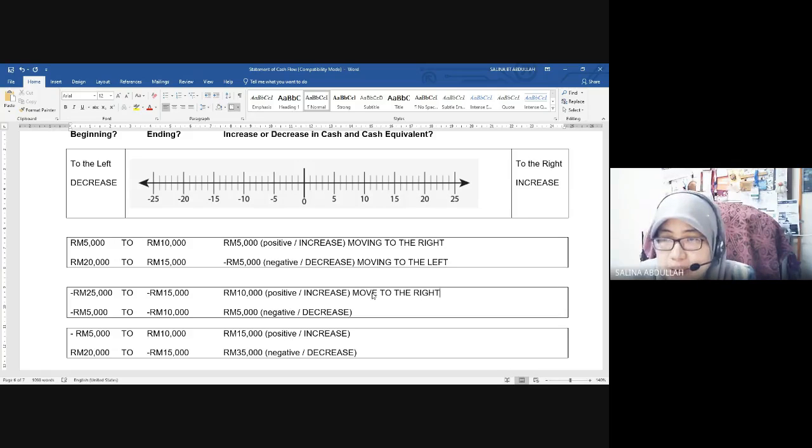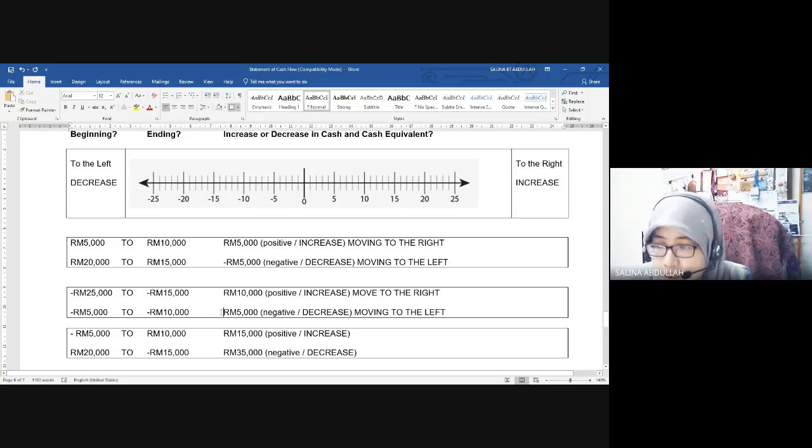Move to the right, it's an increase. However, if it is moving to the left, like in this situation, negative 5,000 to negative 10,000, it is moving to the left. So it is a decrease, or it is a negative 5,000. I'm sure that you don't have any problem with this.